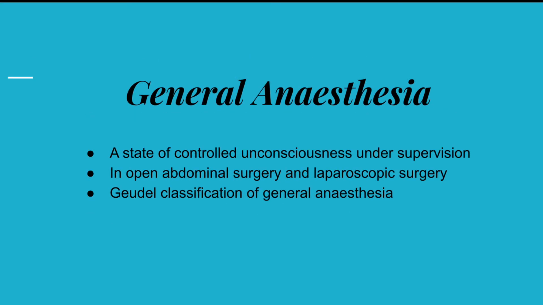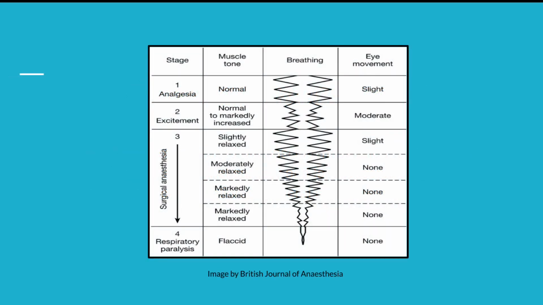We then finally come to general anesthesia, which is a state of controlled unconsciousness under supervision. This is not to be confused with sedation, where the consciousness is not impaired. The level of general anesthesia is usually classified using Guedel classification by utilizing muscle tone, breathing patterns, and eye movements as parameters to determine the stage of general anesthesia.